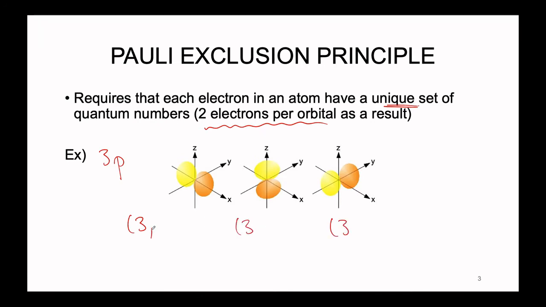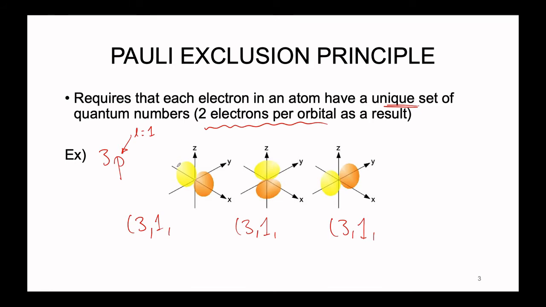The l is going to have to be equal to 1. And we've discussed this already in Chapter 3. If you're working with a p orbital, by necessity, you are working with a quantum number of l equal to 1. And that's going to be true, again, for each of these orbitals so far. They're each a 3p orbital, therefore they each have quantum numbers 3 and 1 in the first two positions. The third quantum number is where we define the orientation of these 3p orbitals.